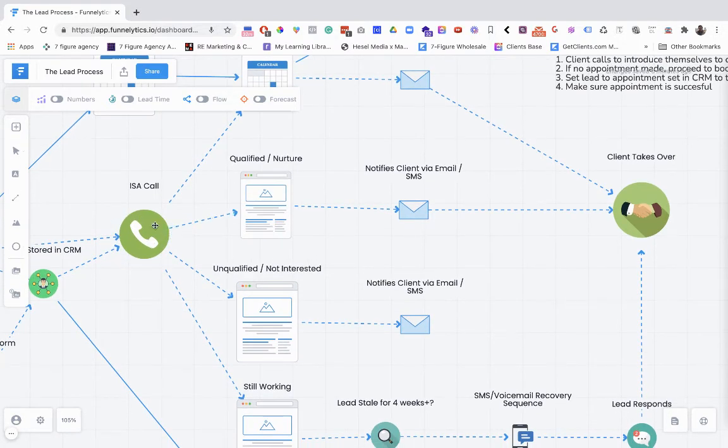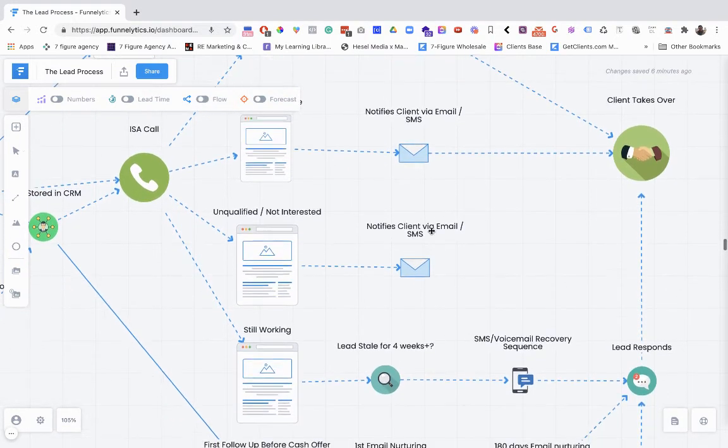So the ISA calls, the ISA will qualify, pre-qualify, will not go too deep into things, will not promise anything. It will just gather information and make the seller understand what's going on, but at the same time ask questions so that it is sent to the client. And as soon as it's sent to the client as a live transfer, the client should pick up the phone. If they didn't pick up the phone, they should follow up immediately.